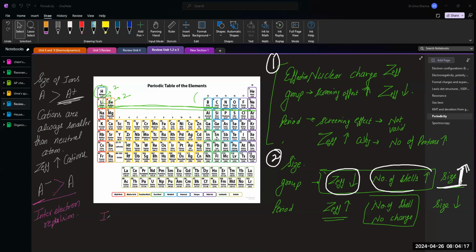Now ionization energy and electron affinity. They depend on two factors. What are those two factors? One, size. Second, stability of configuration. Very good. Who is this, Afan? Stability of electron configuration.